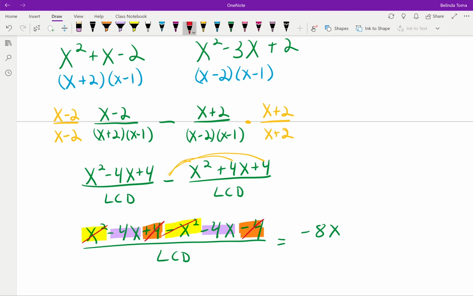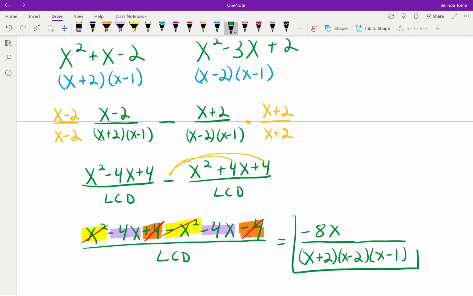So what I'm left with is negative 8x over the LCD, which I will now write out as x plus 2 times the quantity of x minus 2 times the quantity of x minus 1. So we look, of course, we don't have an x factored out or an 8 or anything like that, so we are finished. That's as far as we can go. So that concludes this video, and we will be working on homework problems then related to adding and subtracting rational expressions.